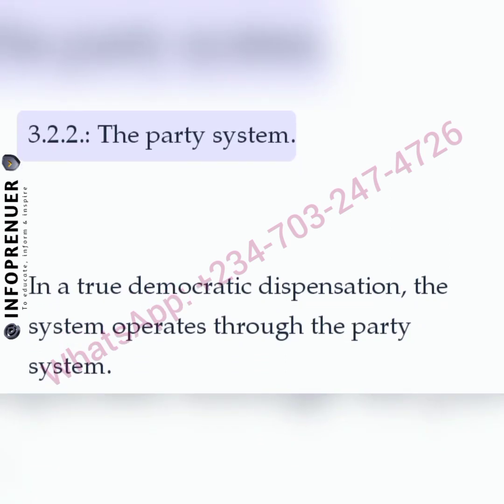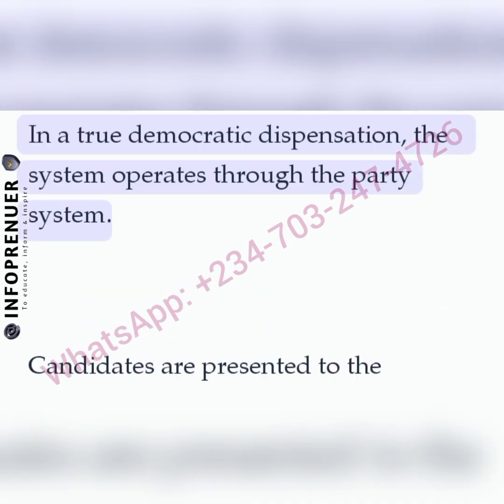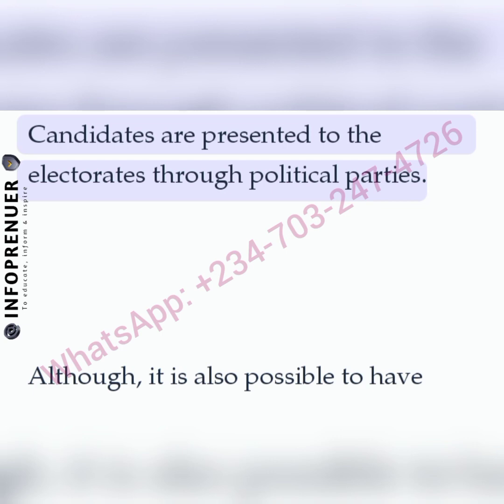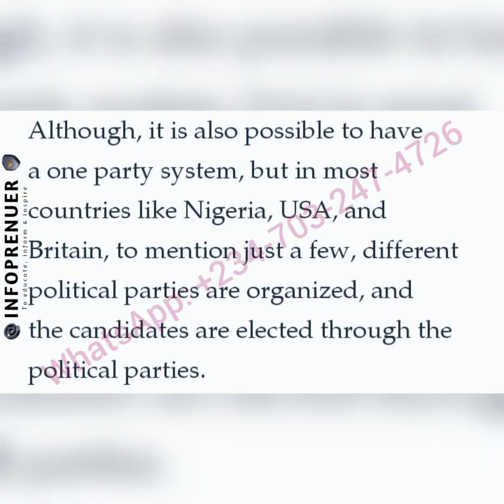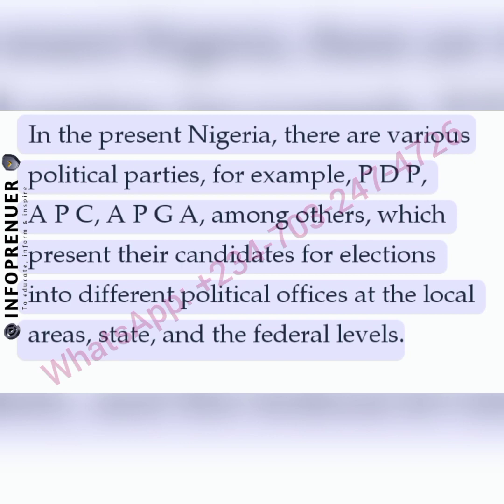3.2.2. The party system. In a true democratic dispensation, the system operates through the party system. Candidates are presented to the electorates through political parties. Although it is also possible to have a one-party system, in most countries like Nigeria, USA, and Britain, to mention just a few, different political parties are organized and the candidates are elected through the political parties. In present Nigeria, there are various political parties, for example, PDP, APC, APGA, among others, which present their candidates for elections into different political offices at the local areas, state, and the federal levels.